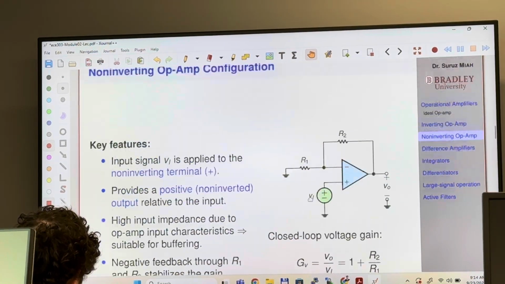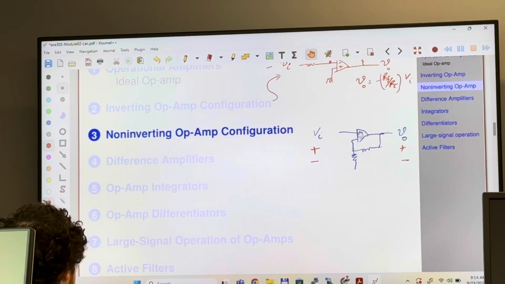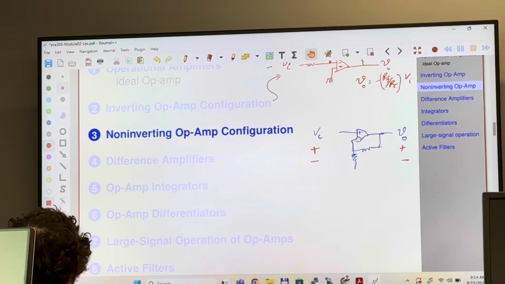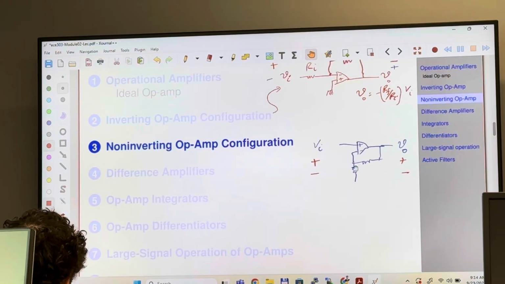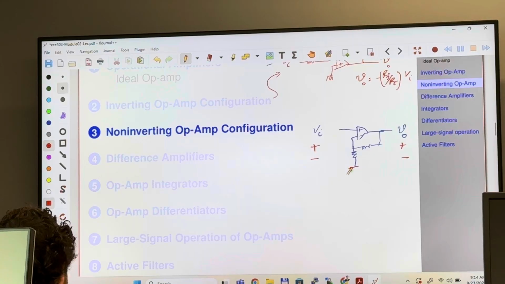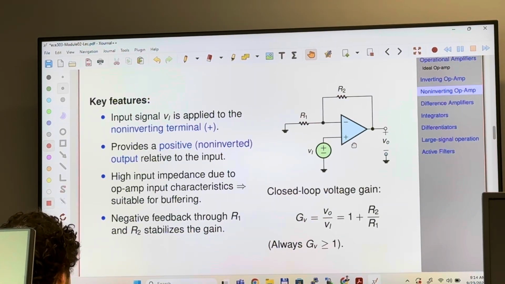The non-inverting terminal is connected to the input. The inverting terminal is connected to the output through a resistor, and another resistor is connected to the ground. So you can draw this non-inverting operational amplifier configuration this way, or the author has drawn it this way. It doesn't matter. As long as you have the terminals correct, you are in good shape.